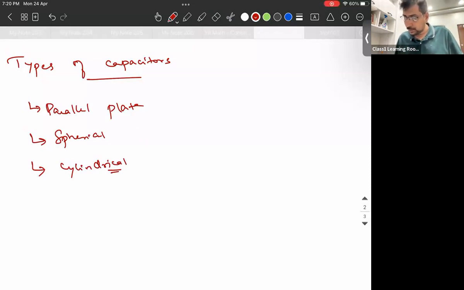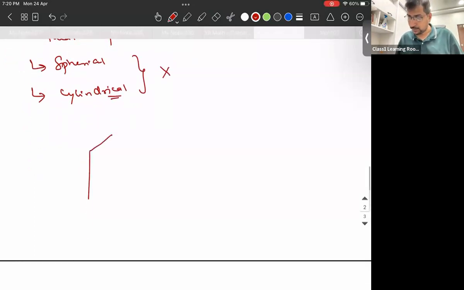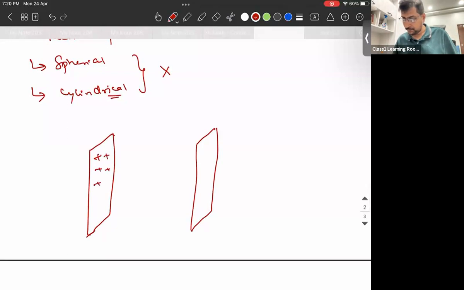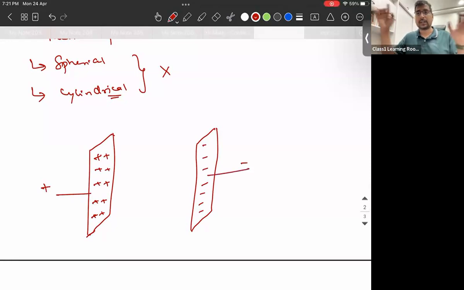In our syllabus, we don't have the spherical or cylindrical, we have only the parallel plate capacitor. If you have one conductor like this and another conductor like this, separated by a dielectric medium, then this kind of arrangement is called a parallel plate capacitor, where you connect it across a battery in such a way that you get the positive charge from the left and the negative charge from the right.